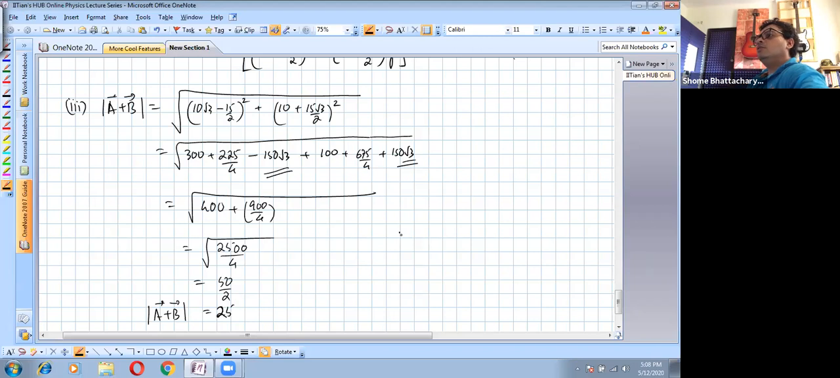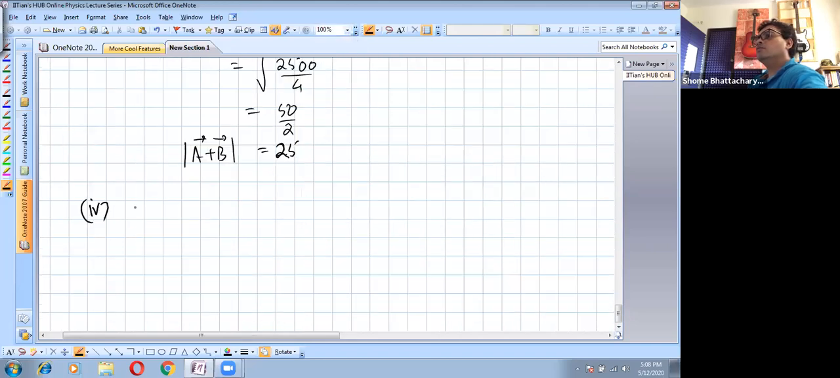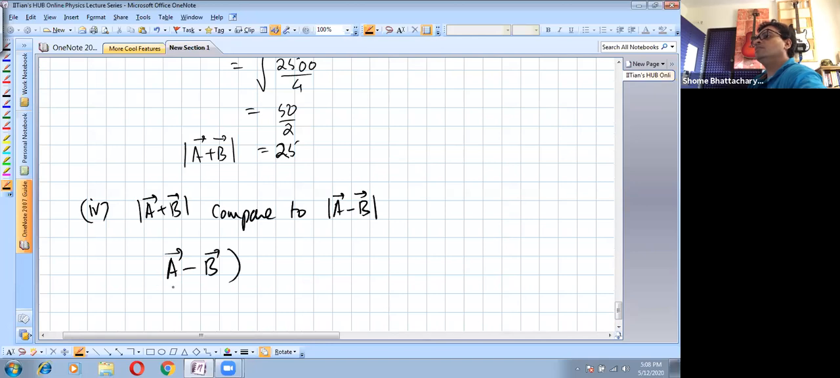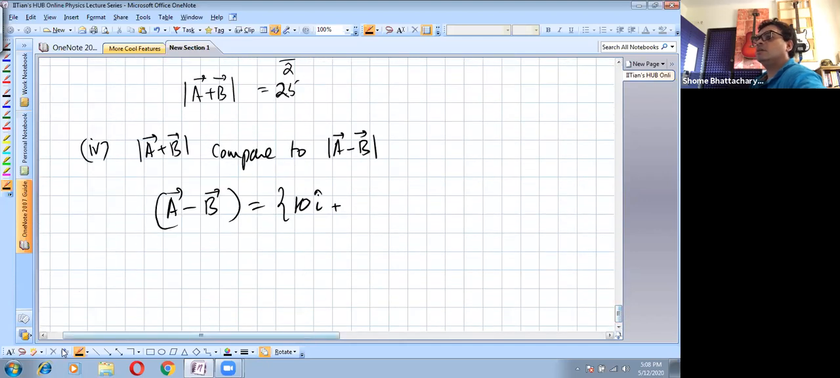Alright, so this is clear. Now the fourth question, the fourth part, you wanted to compare A plus B and A minus B. So first let's just calculate A minus B. So A minus B here will just become the vector A which we had written, 10 root 3 i cap plus 10 j cap. Sorry, my mistake.